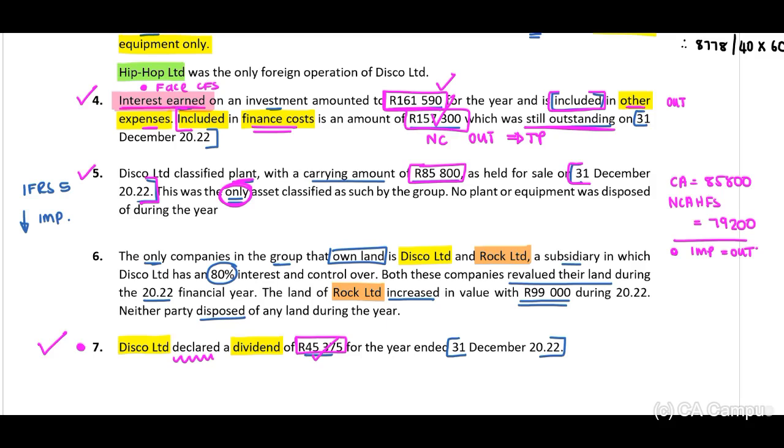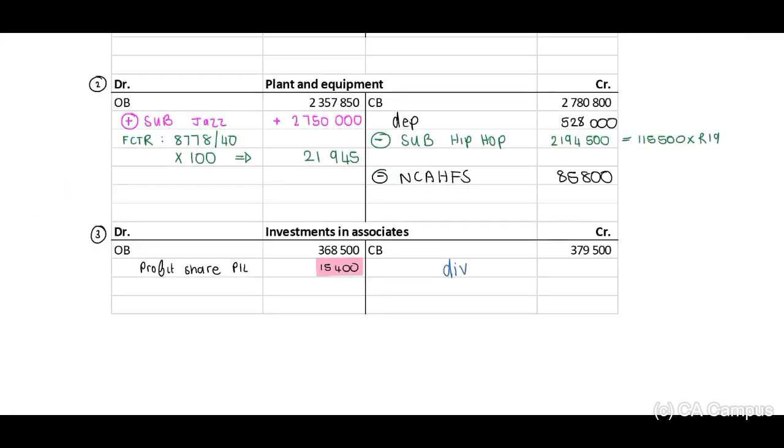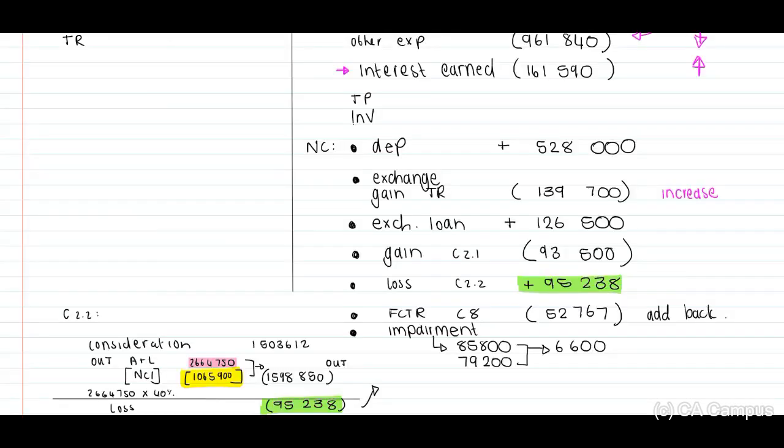But first, we will have to take out the amount from our PPE, and then we're able to take out the impairment. Now, if you look at your plant and equipment, identify on the credit side that I have included the 85,800. On the debit side, please identify for me the FCTR. Remember, they've indicated to us that the FCTR relates to the plant of Hip Hop. Therefore, I've included the amount on the debit side, which is the total. Okay, sorry, let me get back to our non-current asset held for sale. We need to take it out, and then in our other expenses, we need to take out our impairment.